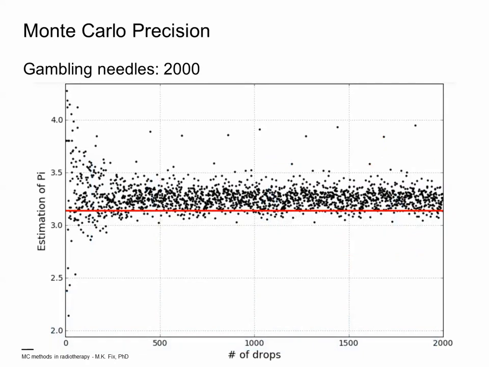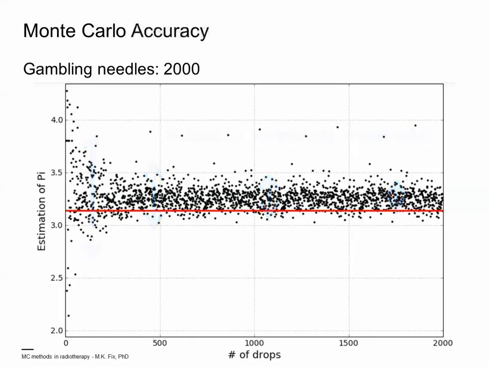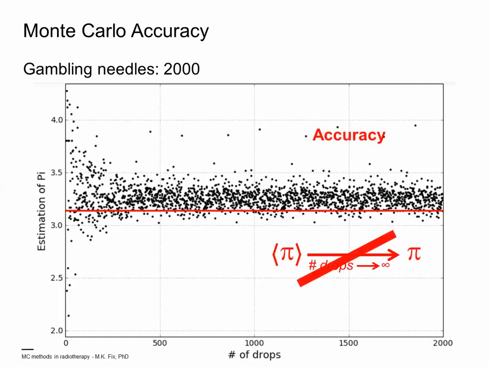However, it could also look different. In this case here, the statistical uncertainty still looks the same and decreases with increasing needle drops, but the mean value does not converge to the true value anymore.